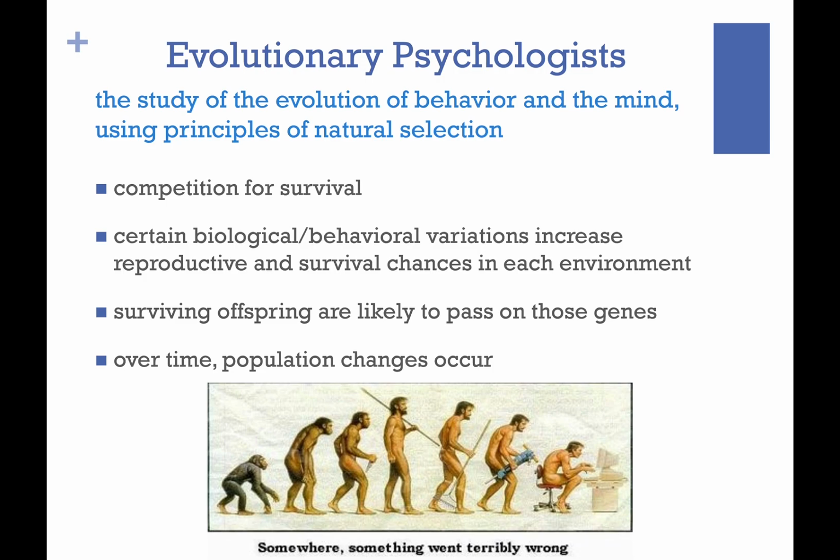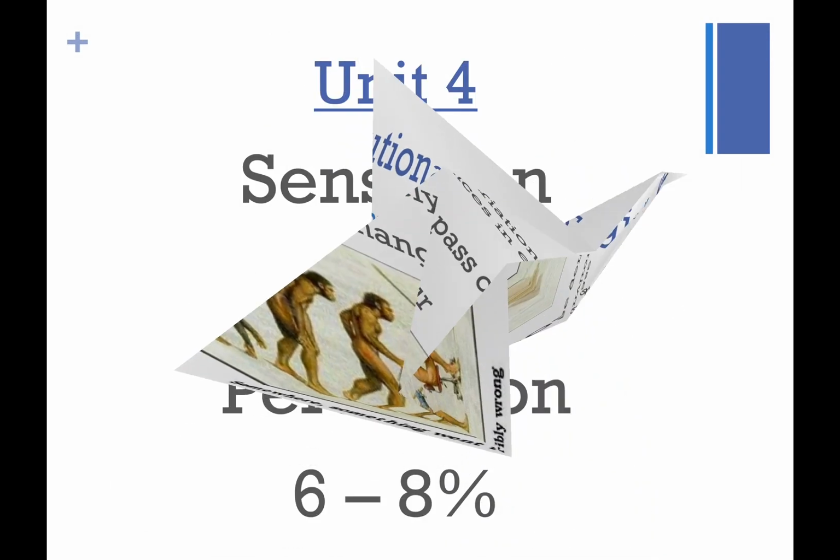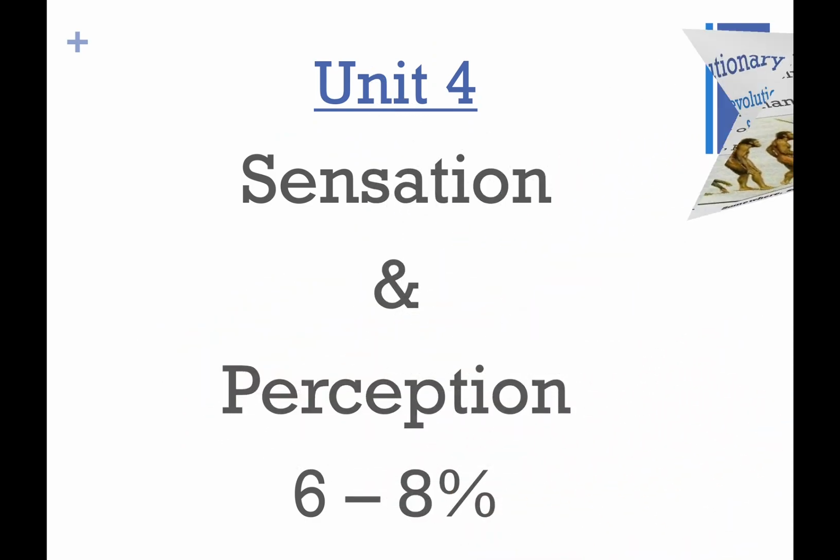Evolutionary psychology, we mentioned in the chapter 2 review. That's this idea of competition for survival leads to the advancement of a species. And then basically as the species adapts to its environment, it develops adaptive traits. Natural selection, Darwinism, survival, and reproduction. So that's the end of chapter 3.